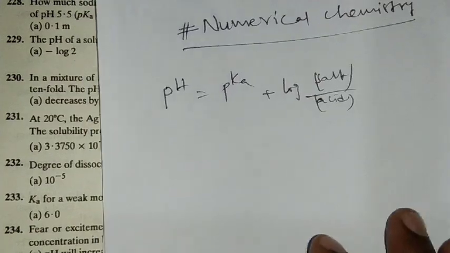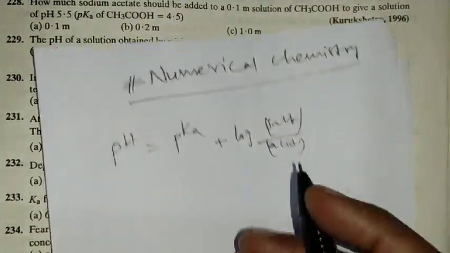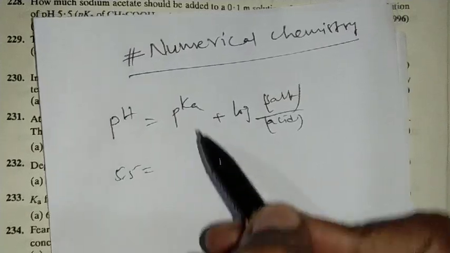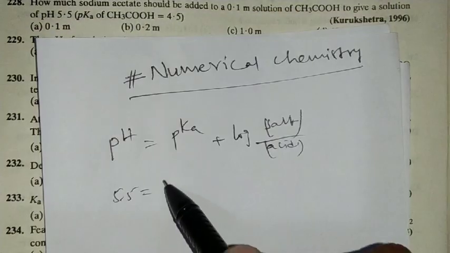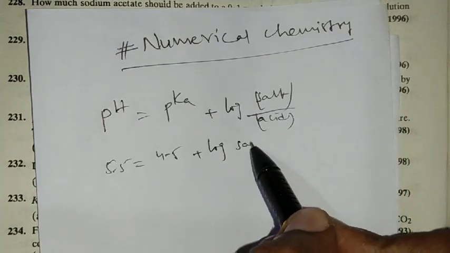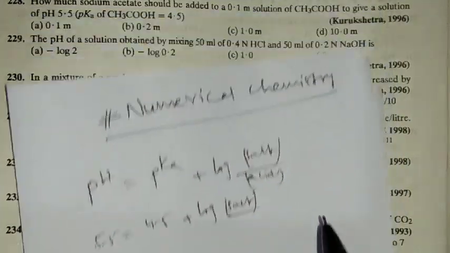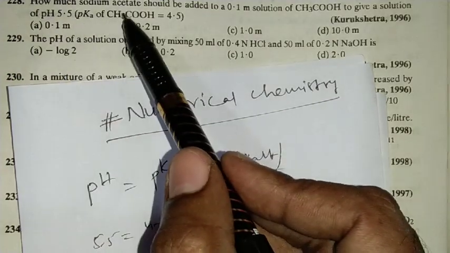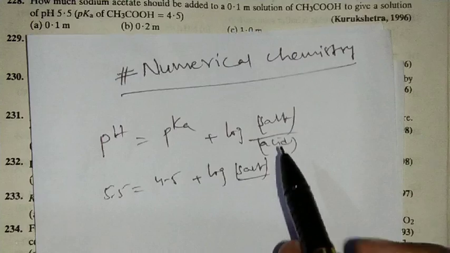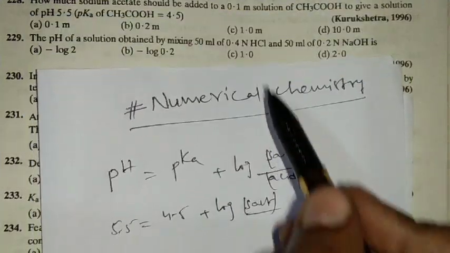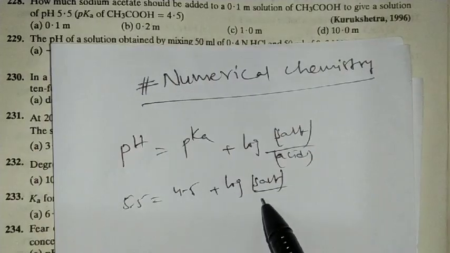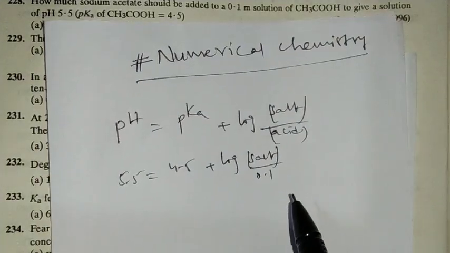Okay, so from here, what is the data given? pH value given, direct substitution I am showing here. 5.5 equal to pKa value already given, that is 4.5, plus log salt concentration, we don't know, because they asked how much sodium acetate should be added. That means sodium acetate is the salt. By acid concentration, how much given? 0.1 molar solution, concentration given. What is that? 0.1. Is it okay?